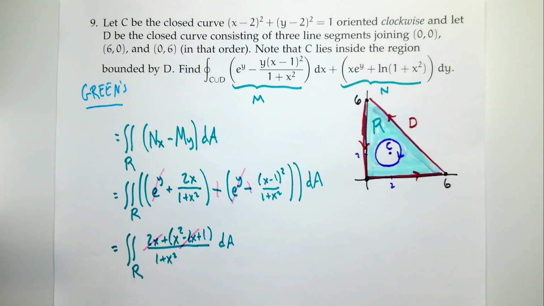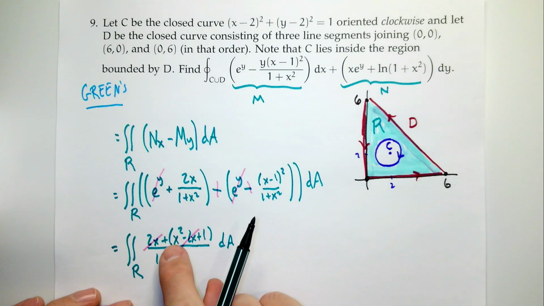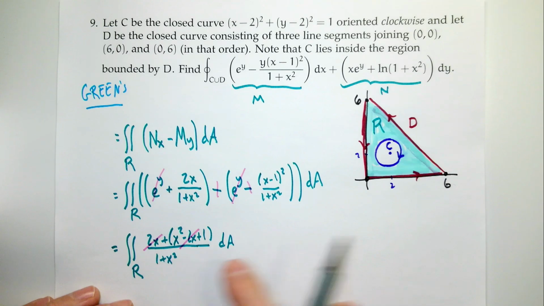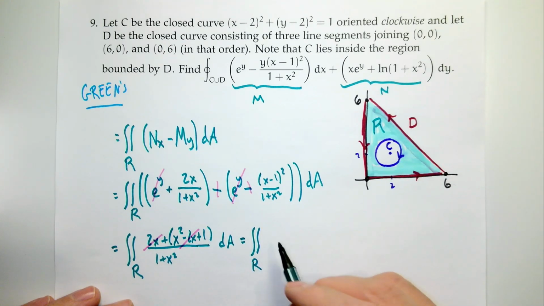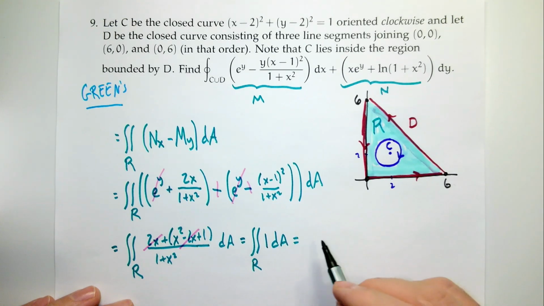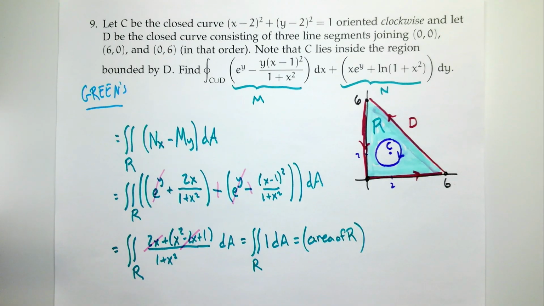And whoa, wait, let's not stop there. Look, what do you see? x squared plus 1 upstairs, 1 plus x squared downstairs. This is the integral over our region of 1 dA. Now when you integrate 1 over your region, you get the area of your region. This is a two-dimensional integral, so that finds area. So we just have to say, well, how much area is there?